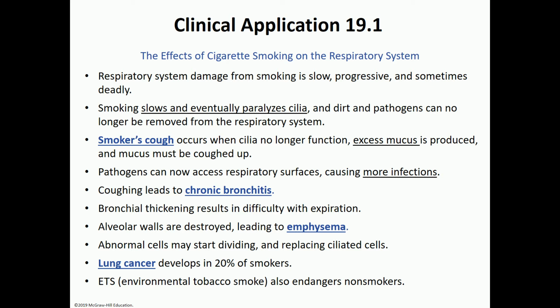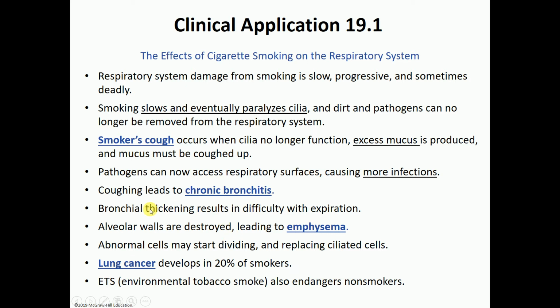Due to the chronic irritation caused by smoking, the mucus glands are going to produce lots and lots of mucus, and that's what leads to smokers' cough in the morning, where the smoker wakes up and has to cough a lot until they expel all of that excess mucus. Because of the excess mucus and these paralyzed cilia, smokers are at a higher risk of developing infections. That chronic cough can lead to chronic bronchitis, which is a chronic inflammation of the bronchi.